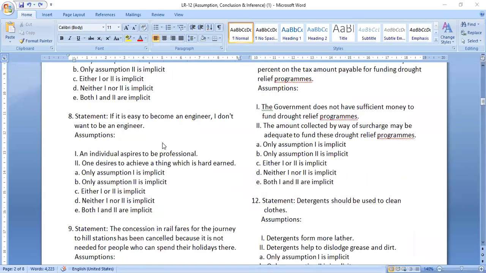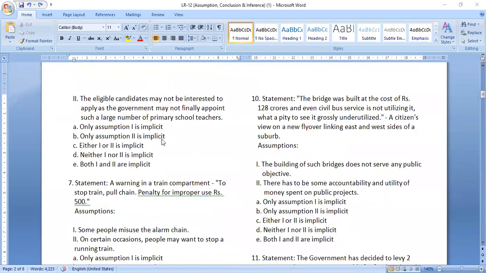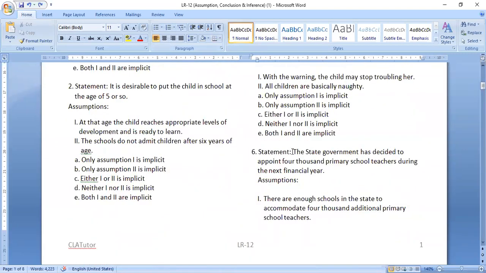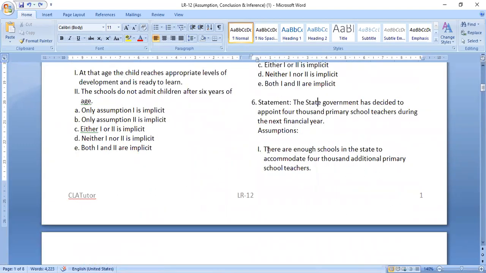Do we start? I think it's quite straightforward, right? Okay, let's start with 6. The statement is: the state government has decided to appoint 4,000 primary school teachers during the next financial year. The assumption is there are enough schools in the state to accommodate 4,000 additional primary school teachers. I think that is implicit in this statement. So I think that's okay.